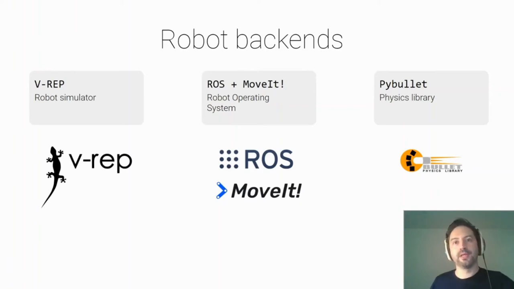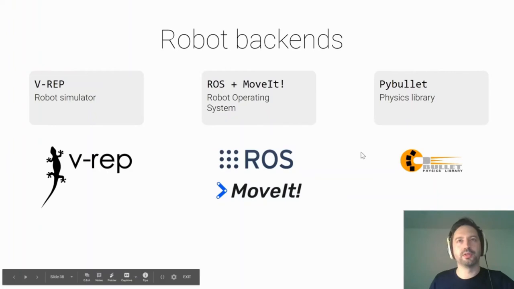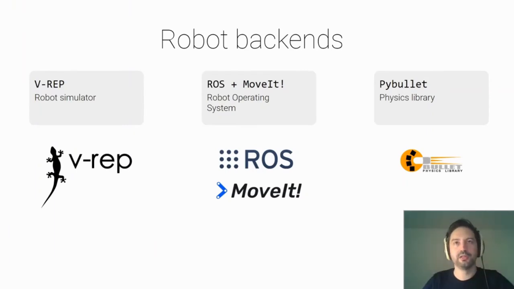Then we integrated ROS, and ROS is a very, very big tool. It's funny because ROS is called Robot Operating System, but it's neither an operating system nor robot specific. The core of ROS is just an inter-process communication tool. It's a distributed system coordinator in a way, but it's used for robotics. So it's targeted for that.